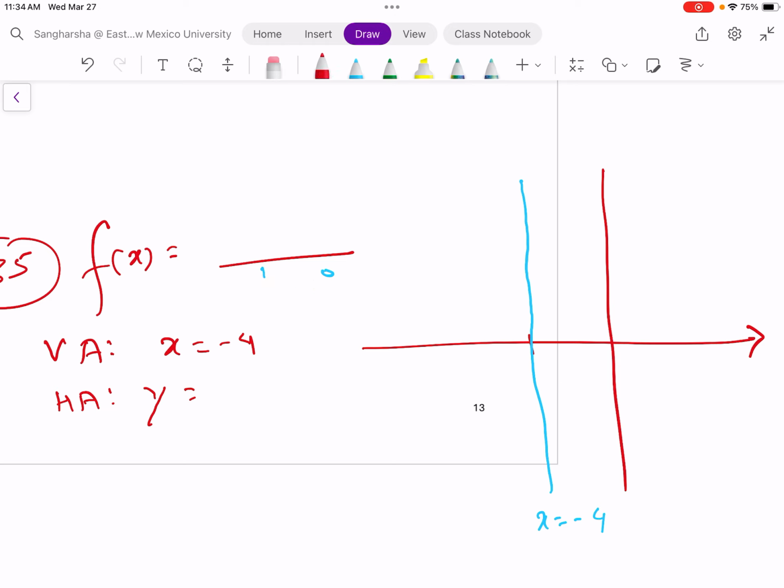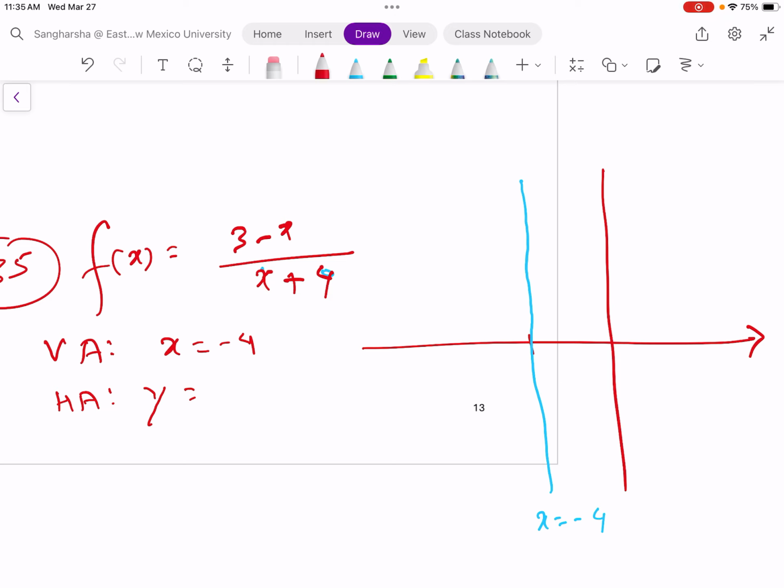So we have 3 minus x and x plus 4. Okay, so the horizontal asymptote is the coefficient of the leading term from the numerator. So in the numerator, what is the leading term? Is it 3 or negative x?